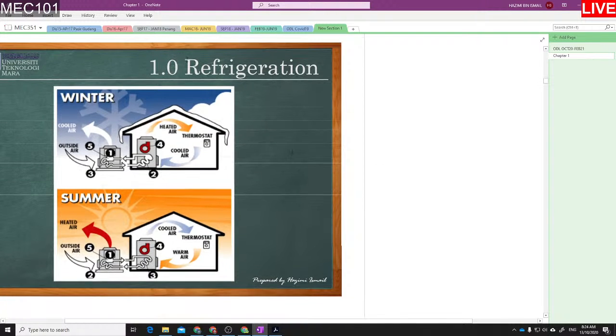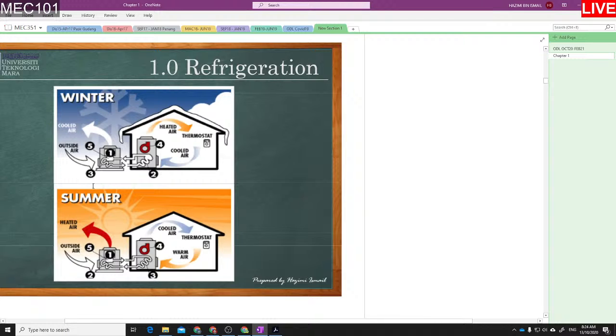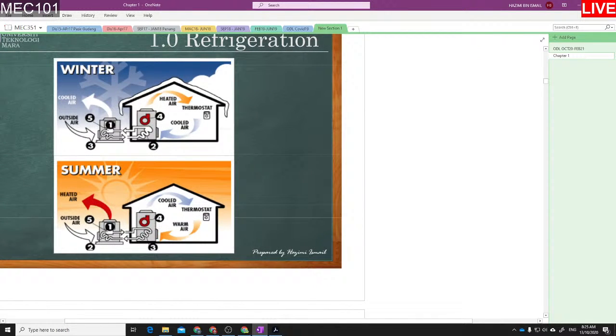Same as I have drawn, but it is better. It is graphic. Okay, so during summer, because we want to cool down the house, we transfer heat from the house to outside. During winter, you transfer heat from outside to your home.